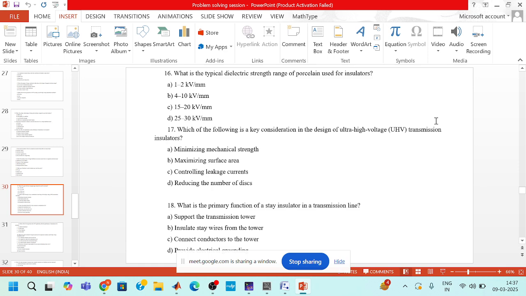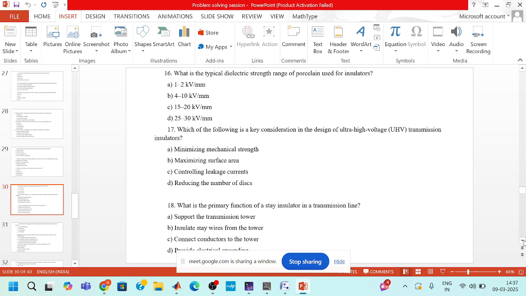Controlling the leakage currents, madam. Okay, anyone else? Which options? Select, please. C, madam. C. Okay, option C, that is controlling leakage currents. It is the key consideration in the design of UHV transmission insulators.